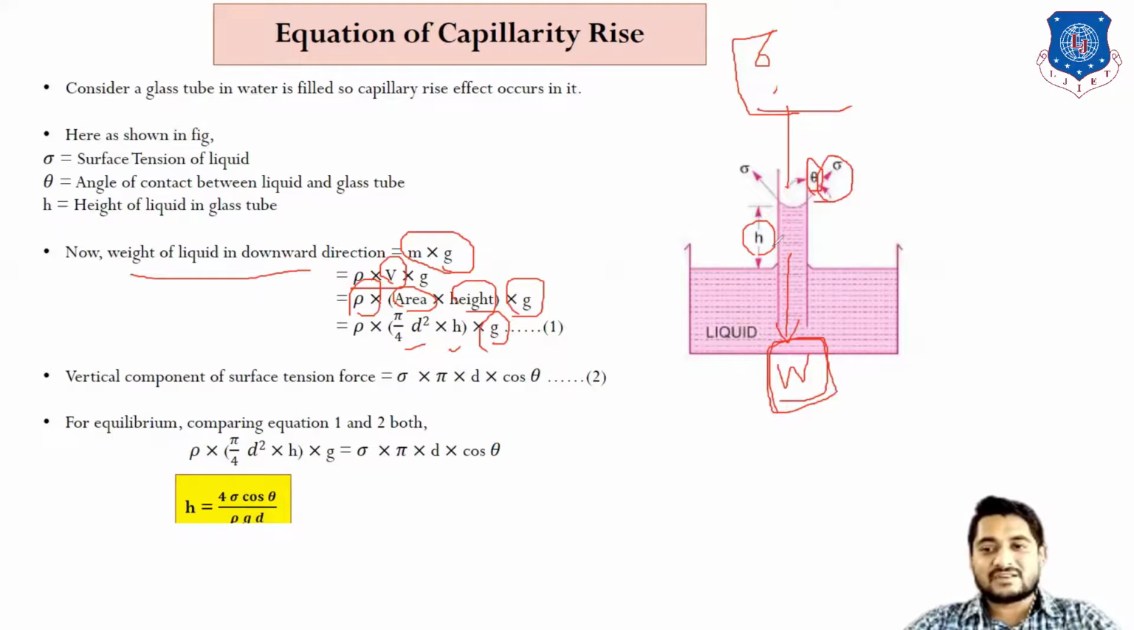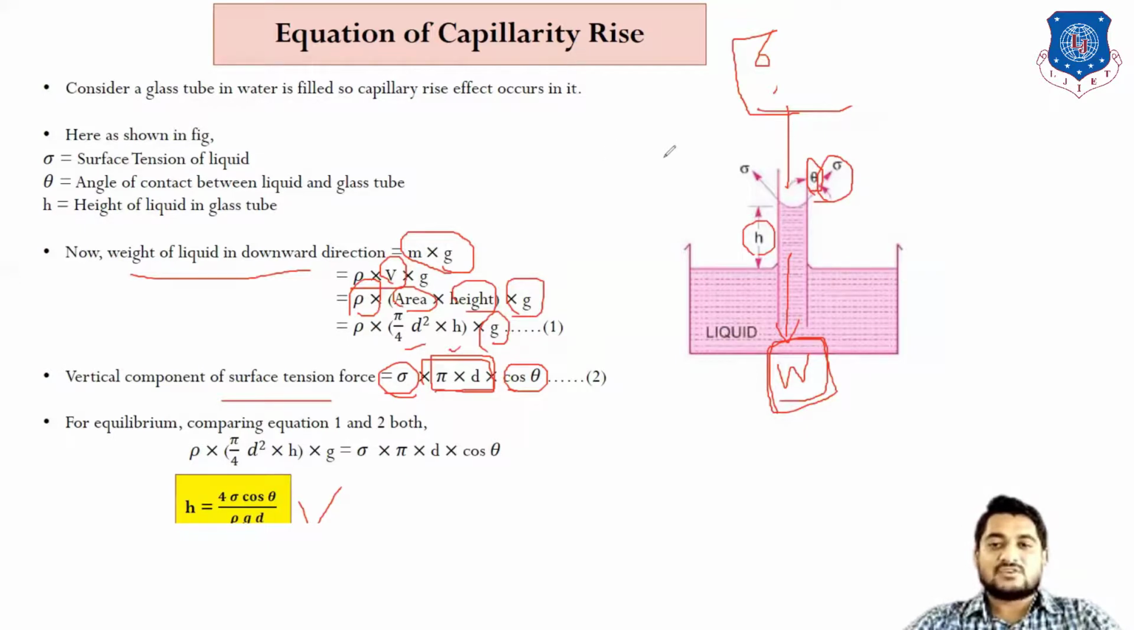For balancing it, the vertical upward force of surface tension. You can remember this surface tension is only applicable to the circumference of this tube, or the circumference of this circle. So surface tension force is sigma cos theta into the circumference of this tube, pi into d. So this will be equation number 2. For balancing equation 1 and 2, we can find h is equal to 4 sigma cos theta divided by rho g d. This is basically the equation of the capillary rise phenomenon.